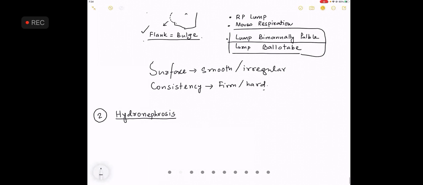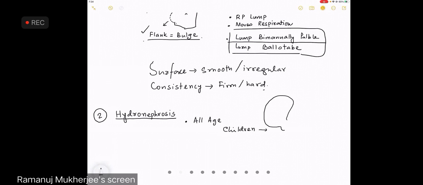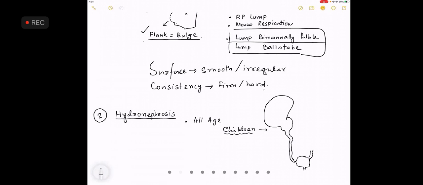What is the history that is there? Hydronephrosis can occur in all ages, starting from children. Can you tell me what is the cause of hydronephrosis? That is the cause of bilateral hydronephrosis. You are all telling me causes of bilateral hydronephrosis. Tell me a cause of unilateral hydronephrosis.